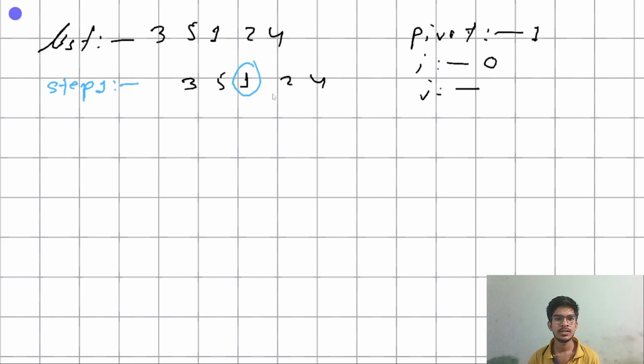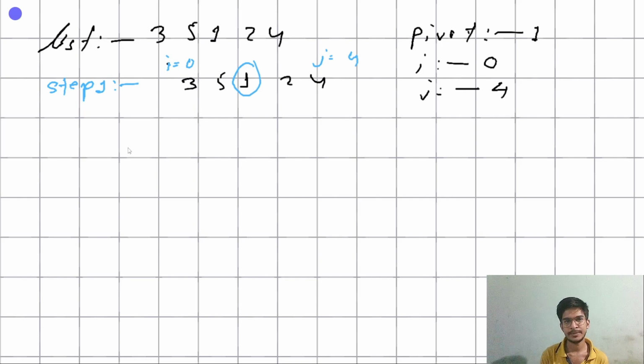j is the length of the list minus 1. That means the length of the list is 1 2 3 4 5, minus 1 is 4. Why minus 1? Because the array starts from 0. So if it is 0 1 2 3 4, it covers the 5 elements. You don't need the fifth index, which is not there. So i equals 0 and j equals 4, right? So this is the thing.